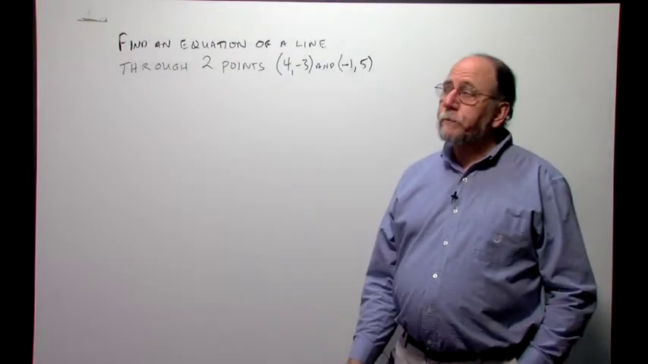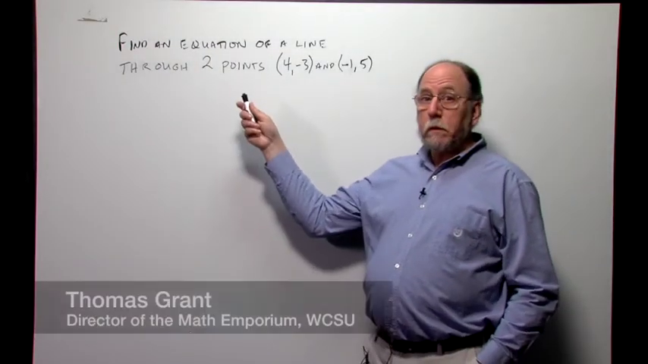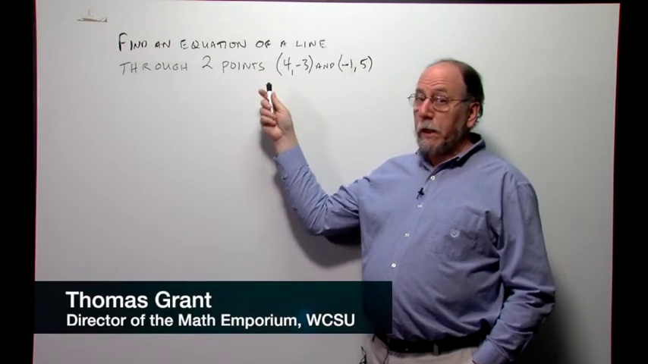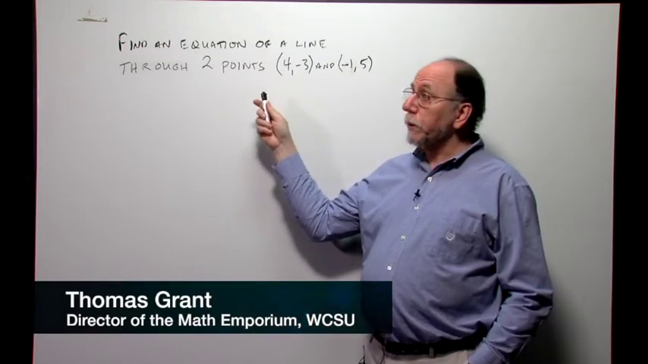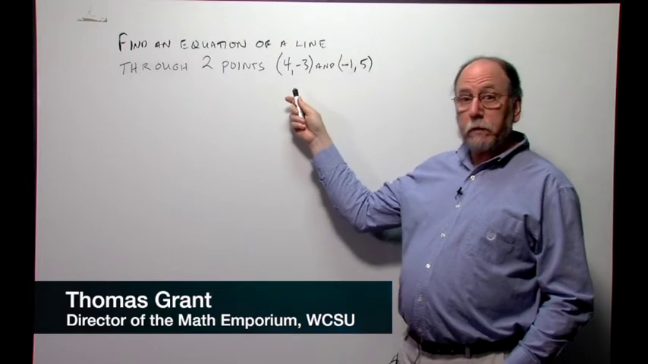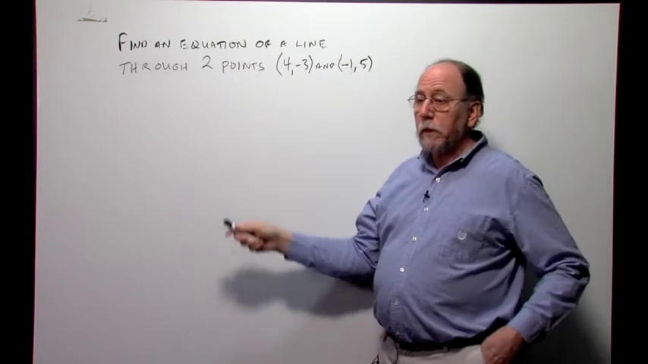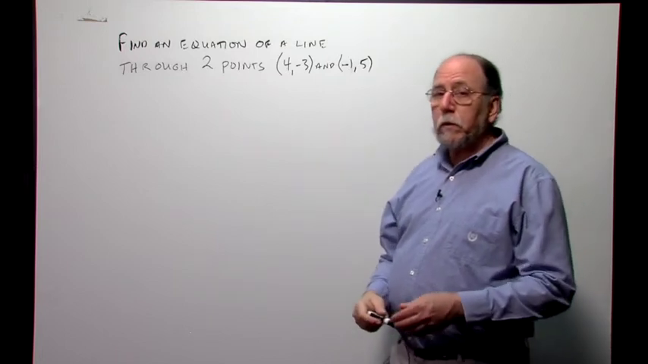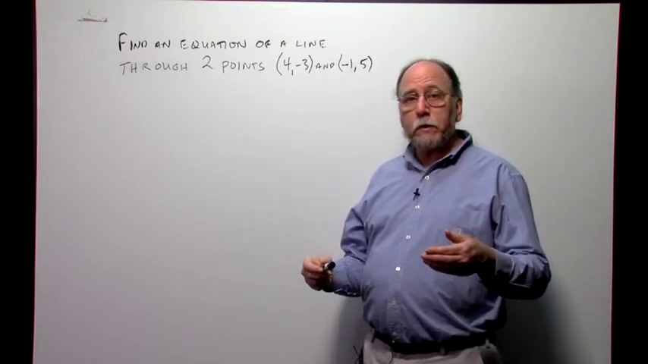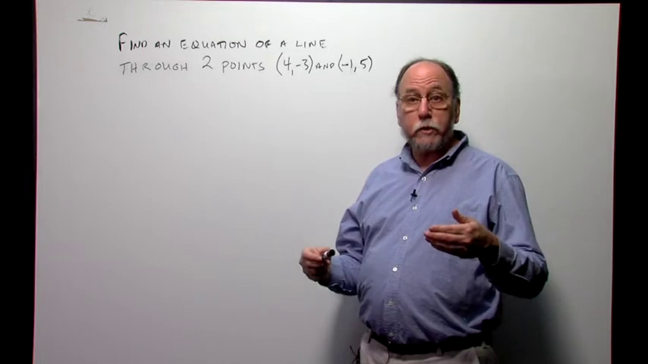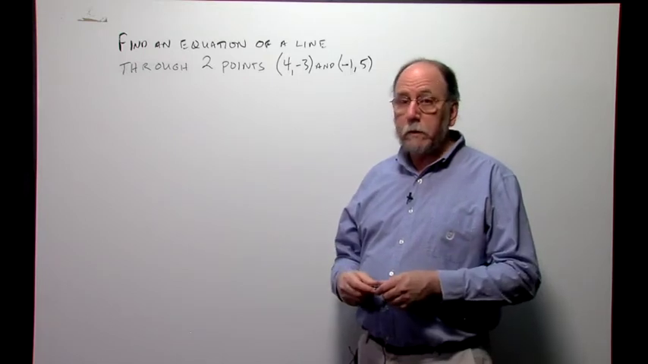And in this video, we're going to find an equation of a line through two given points. The points I've selected are (4, -3) and (-1, 5). So in order to make any equation of a line, we need to have the slope first.